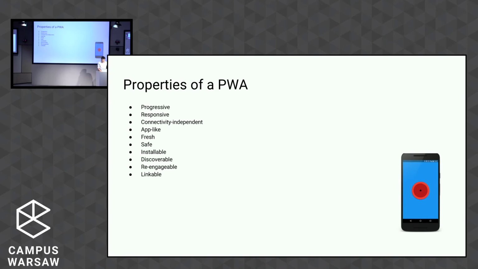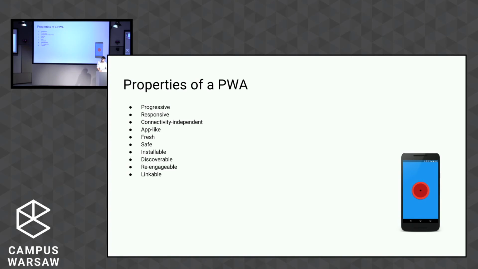So if we look at the properties of a PWA, according to Google, it has to be progressive, which we have already discussed; responsive, so it has to work both on mobile and on desktop; connectivity independent, so it should be able to work offline and in areas of low connectivity; app-like, so it must look and feel like an app; fresh, so if there's new content, it has to download the latest content rather than keep what it has in cache; safe, so it has to be served over HTTPS only; installable, a new feature we have with PWAs, is that you're able to install it to the home screen on your device.